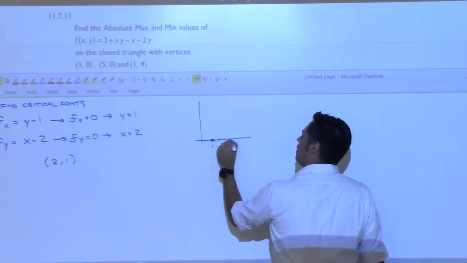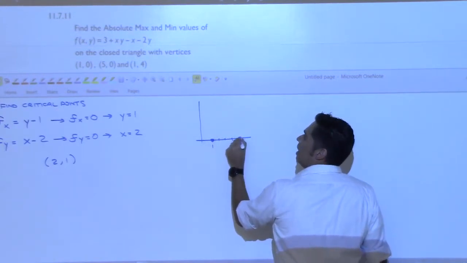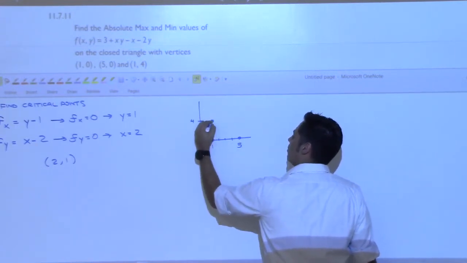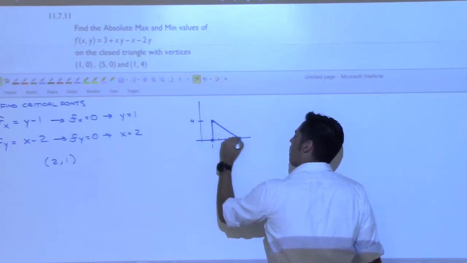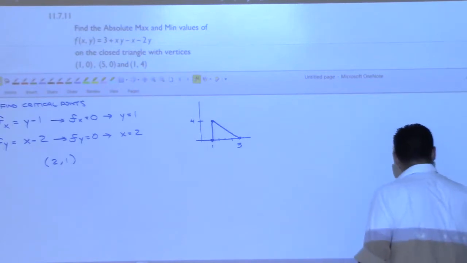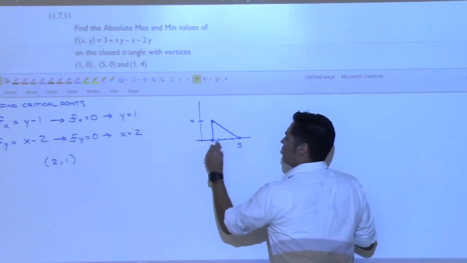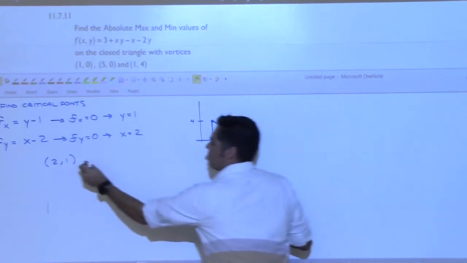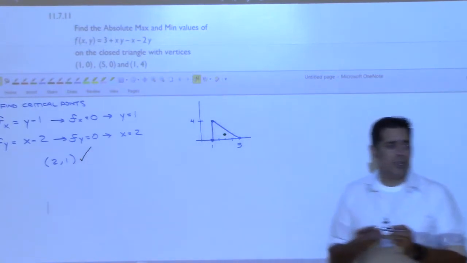5, 0, 2, 3, 4, 5, 5, 0. And then 1, 4, like this. And does the point 2, 1 lie in there? Yes. I think we can visually inspect that and see that the point 2, 1 does lie in here. So the point 2, 1 is in here. And so therefore, I'm going to put a little check mark that that lies in our region.